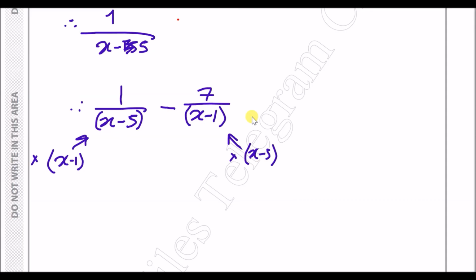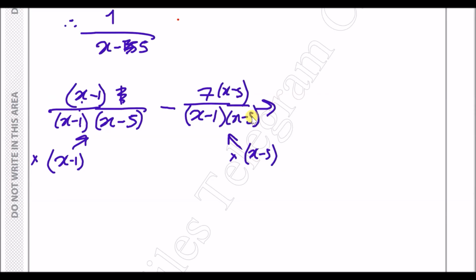So if you multiply up and down by the same term, the left side is now going to get an x minus 1 at the bottom and an x minus 1 at the top. So x minus 1 times 1, by the way, is x minus 1. On the right side, up and down gets x minus 5. And now they both have common denominators. So now you've got 7 times x minus 5 at the top and 1 times x minus 1. So now you've got common denominators, you can now combine the fractions.